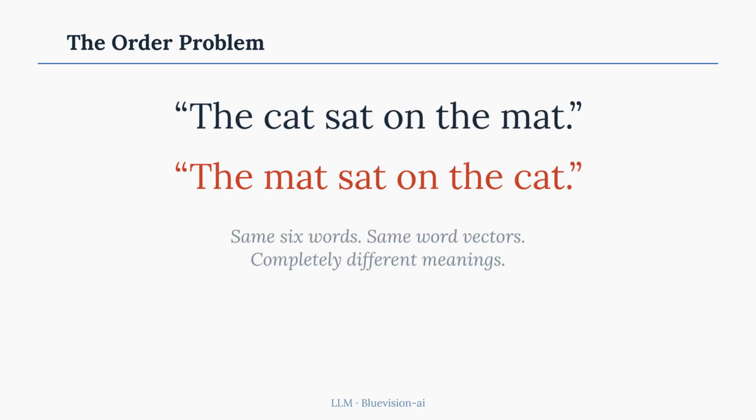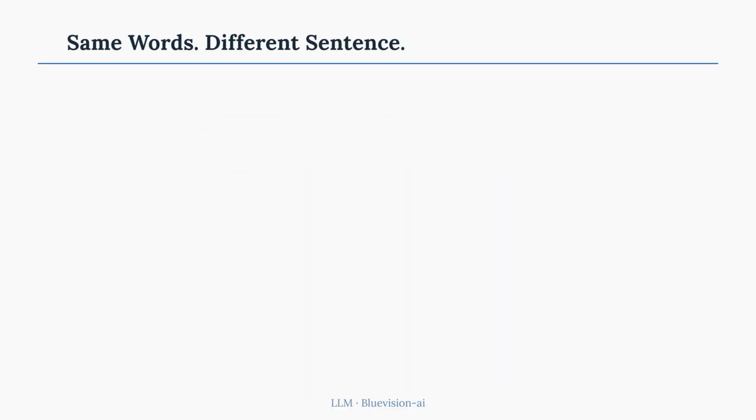Same 6 words. Same word vectors. Same geometry from Session 2, but completely opposite meanings. Whatever we learned last time, beautiful and useful as it is, it's not enough. Something is missing. And what's missing is order. Let's make sure we understand exactly why this is a problem.